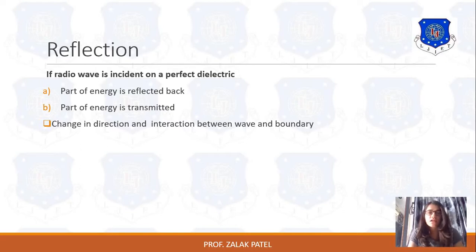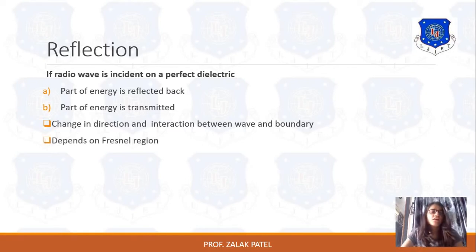For the tangential component it will be ET1 equal to ET2, meaning both field strength components are equal for the tangential condition. In case of the normal condition it is Dn1 minus Dn2 equal to rho s, meaning the difference is taken and it should be equal to the surface charge density.